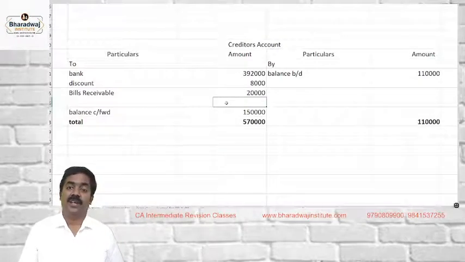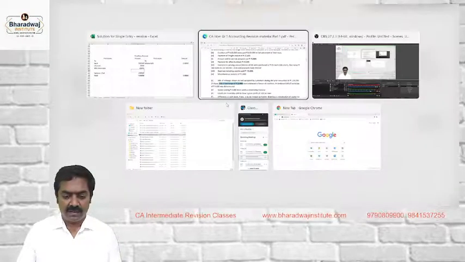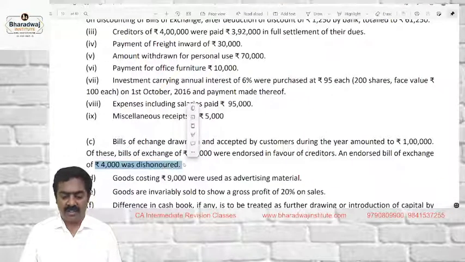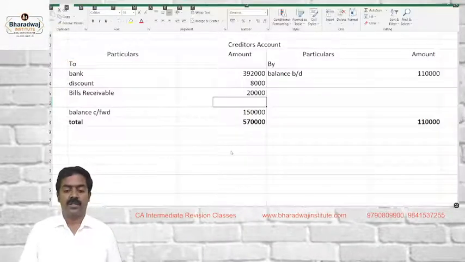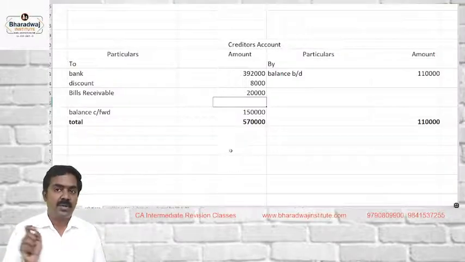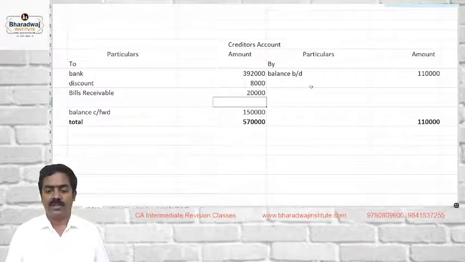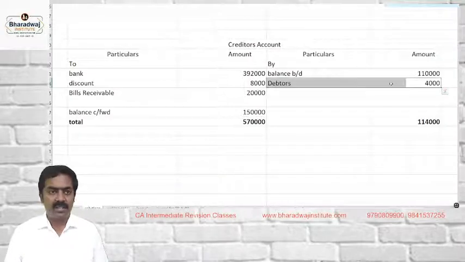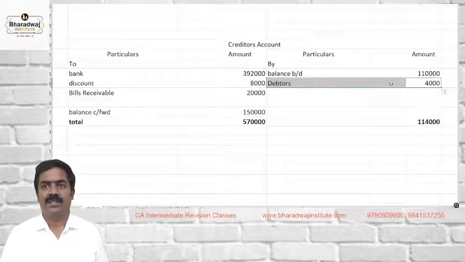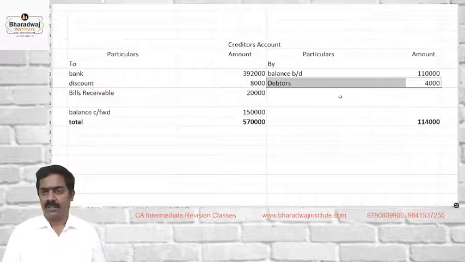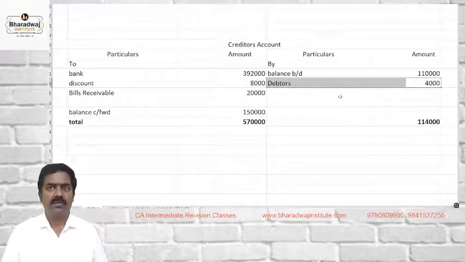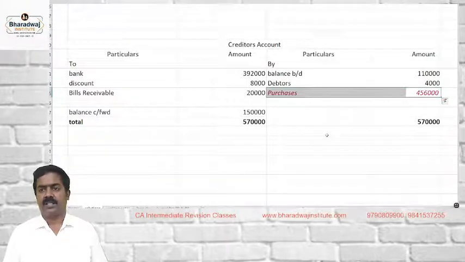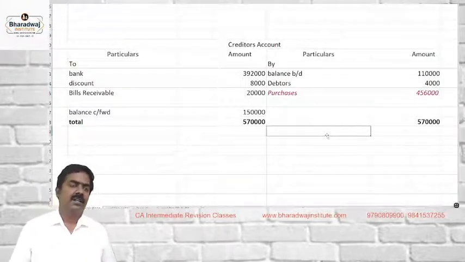Then what is the journal entry for endorsed bill dishonored? Debtors account debit to creditors account. When you prepare debtors account, it will be posted as to creditors account. In the creditors account, it will come as by debtors account, this 4,000 is endorsed bill dishonored. When you tally this, what will you get? Yes, purchases as a balancing figure we get.